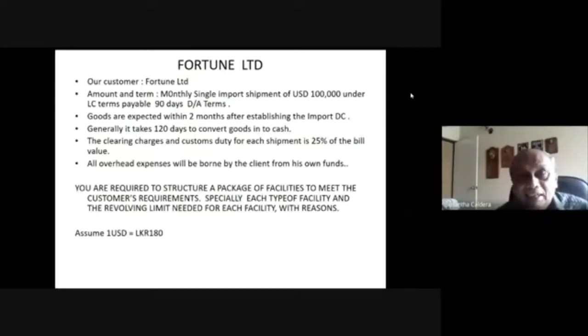But generally it takes 120 days to convert goods into cash.